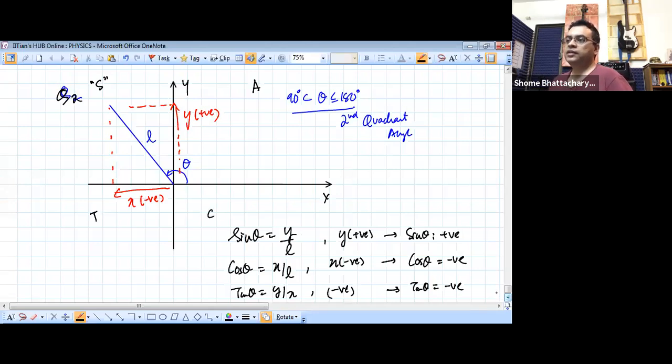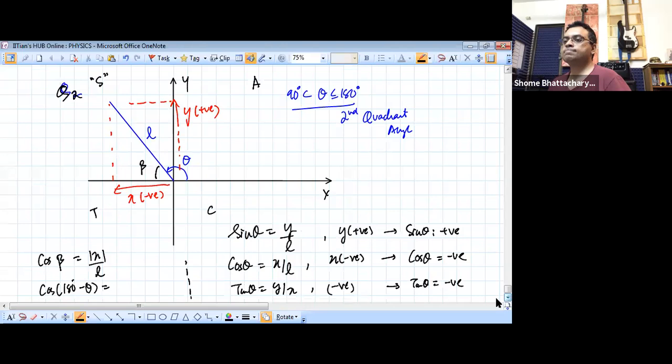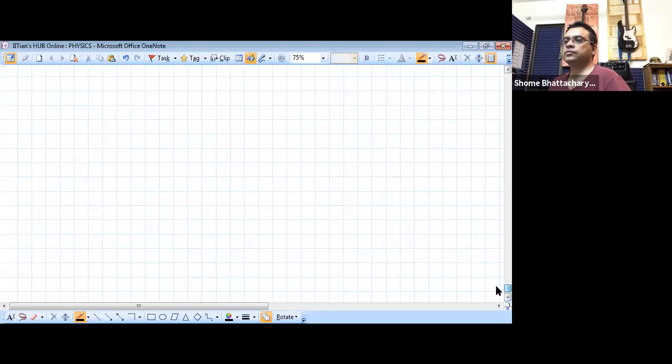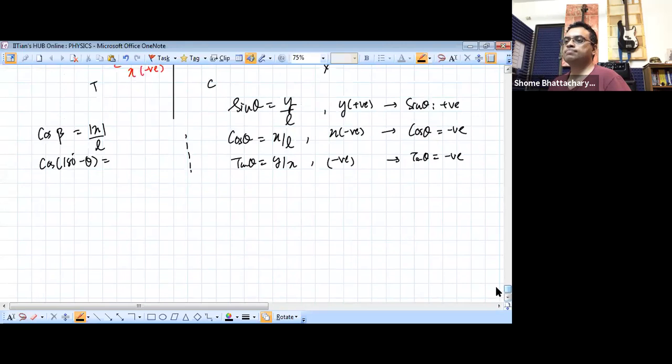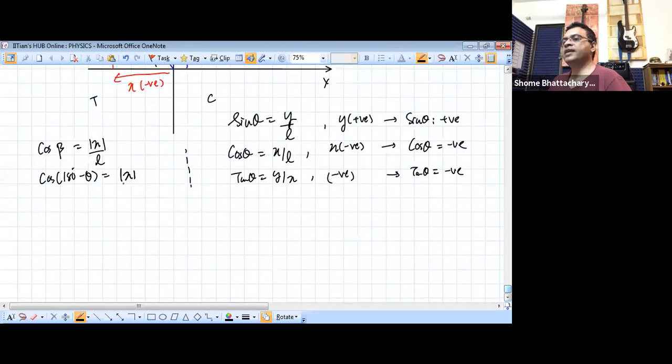Okay. And not only that, now you can see how to find the value. So if this angle is some acute angle, let's say beta, you can see that cos beta will be the magnitude of the base divided by the length. Okay. So cos of 180 minus theta is equal to magnitude of x by L.